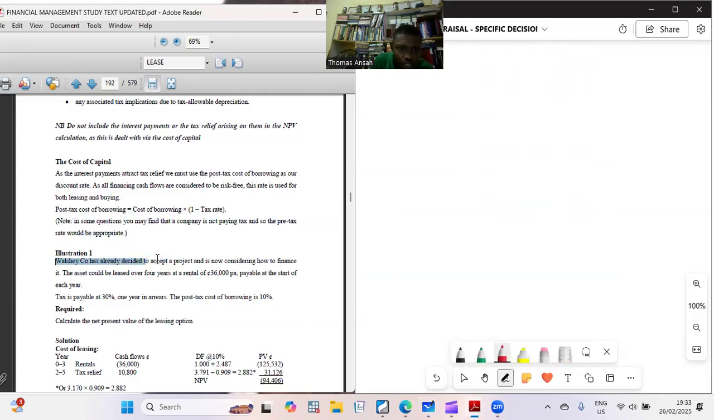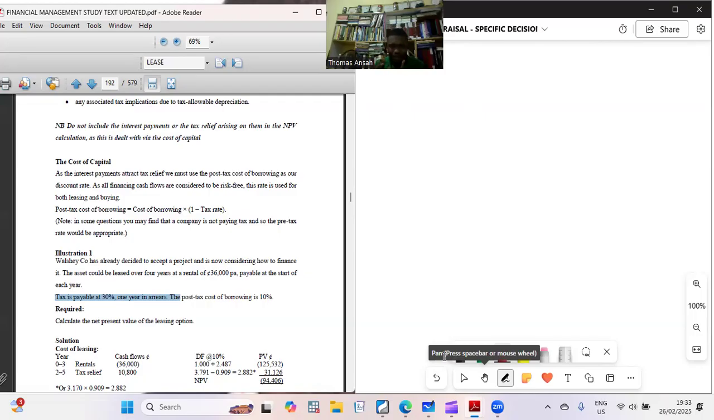Walsh company already decided to accept a project. So the project is accepted. It's about considering how to finance it. The asset could be leased over 4 years at a rental of 36,000 per annum, payable at the start of each year. This is the tax rate, and the tax is paid 1 year in arrears, so delayed. All right, delayed perpetual or delayed annuity.